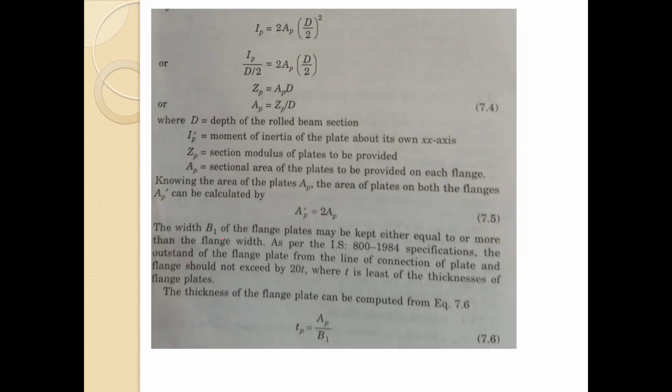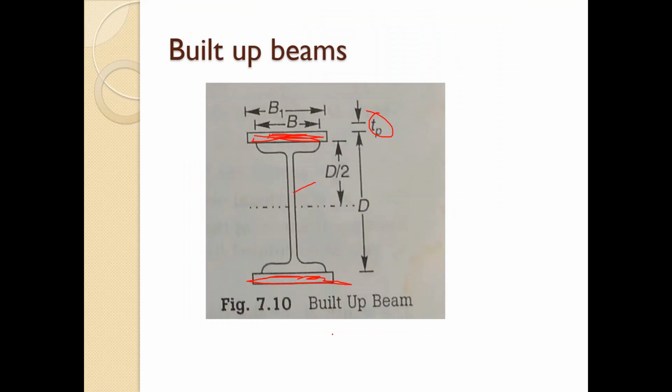The width B1 of the flange plates may be kept either equal to or more than the flange width. As per IS 800 1984 specifications, the outstand of the flange plate from the line of connection of the plate and flange should not exceed 20t. So this we need to take care of, where t is the least thickness of the flange plates. The thickness of the flange plates can be computed by this equation, that is tp equals Ap divided by B1, which is nothing but this entire width.